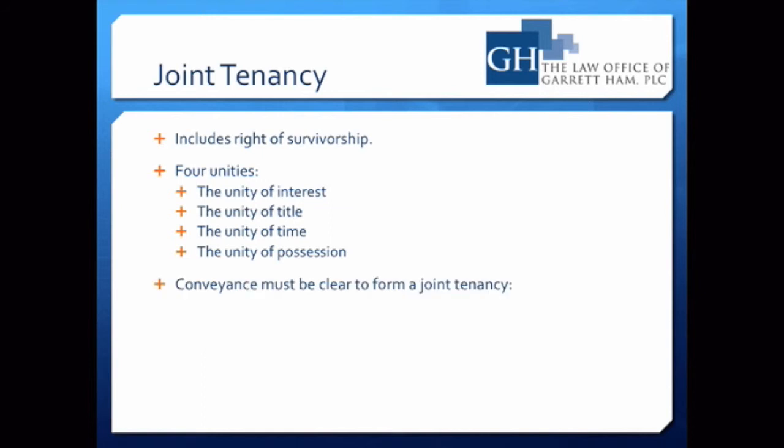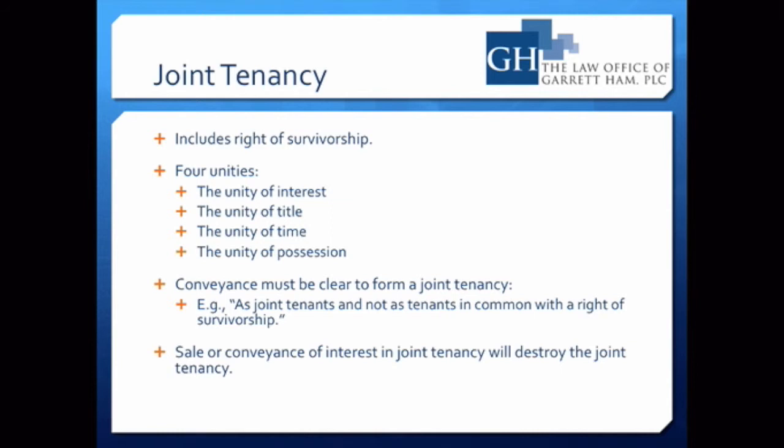The modern presumption is that unless an intent to create a joint tenancy is clearly evident, such as through a conveyance that explicitly states, "as joint tenants and not as tenants in common with right of survivorship," a tenancy in common is formed. Finally, a joint tenant may dispose of his or her interest in the property, but doing so will destroy the joint tenancy, replacing it with a tenancy in common. If there are more than two joint tenants, however, the remaining joint tenants will remain joint tenants with each other, while becoming tenants in common with a new co-tenant.